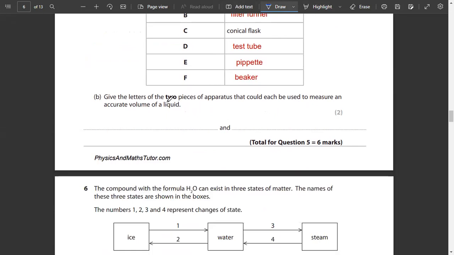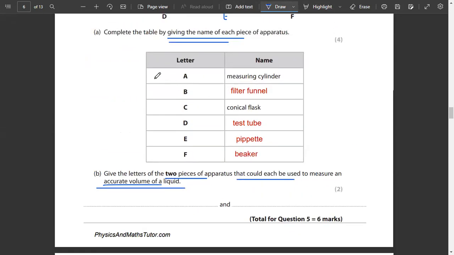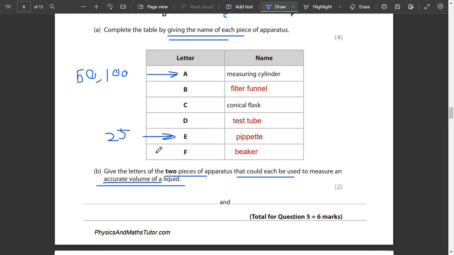Give the letters of the two pieces of apparatus that could be used to measure an accurate volume of liquid. इनमें से कोई दो piece of apparatus बताएं that can be used to measure an accurate volume of a liquid. Well, a measuring cylinder can measure like 50 centimeter cube. It can measure 100 centimeter cube, or pipette. Pipette can also measure exact volume such as 25 centimeter cube.